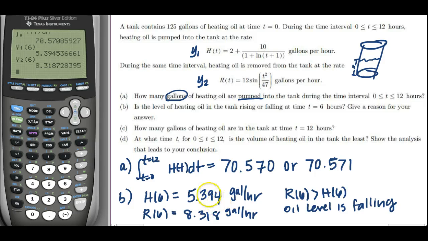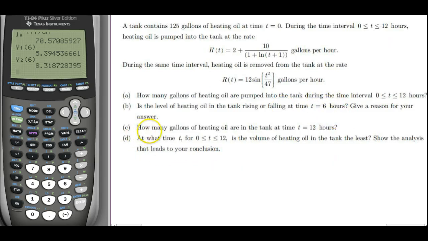So this portion here is our justification because 8 is more gallons per hour coming out than 5, which is the gallons per hour that are coming in right at 6 hours. Moving on to part C.